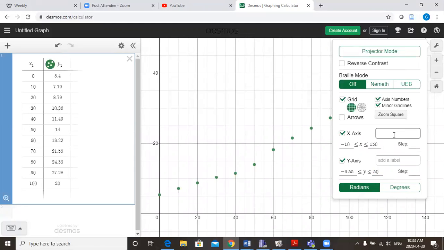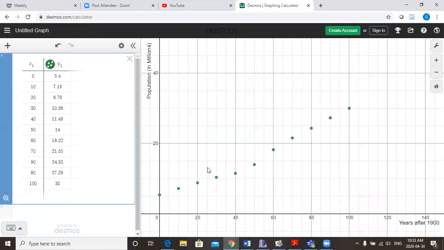We should label the axes. The X-axis is years after 1900, and the Y-axis is population, in millions. Make sure that that is properly labeled, and we are good to go. So we have our data table there, and we have our scatter plot there. It kind of looks exponential. It's not perfect. Again, this is real life data, so nothing is exactly perfect. However, we will go ahead and do the regression model.